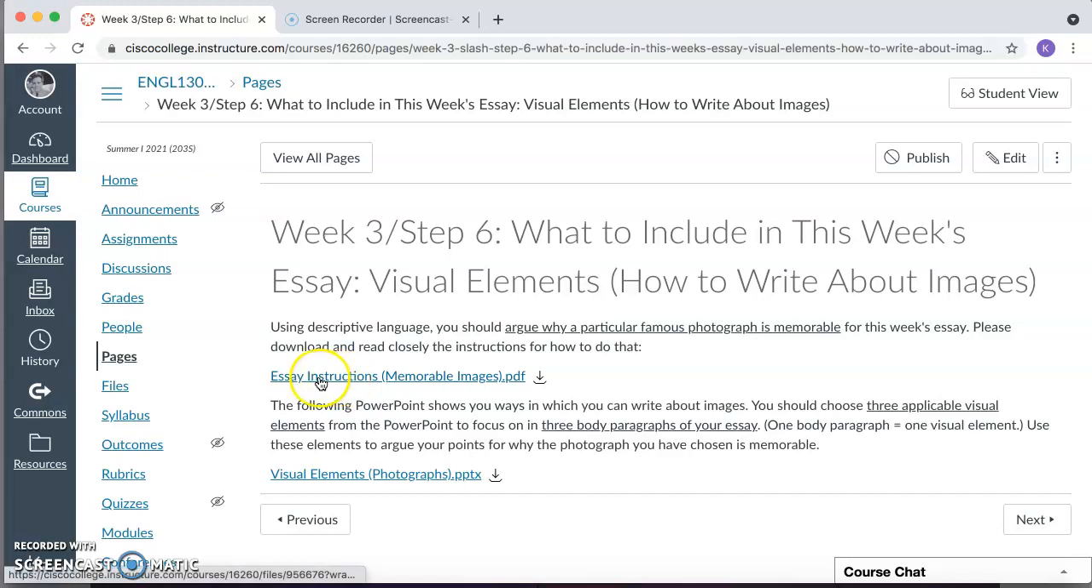These are instructions or the essay prompt. Make sure you read this. This will tell you exactly what to write. And this PowerPoint here is how to write about it. You're writing about a famous image or a famous photograph for this first essay. Instructions are here, and how to write about images is right here in that PowerPoint.